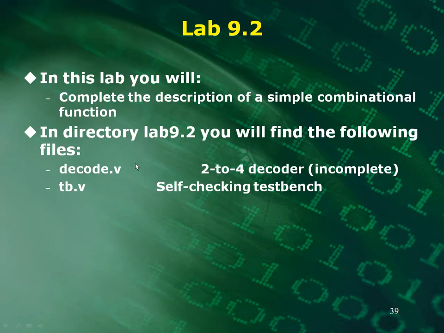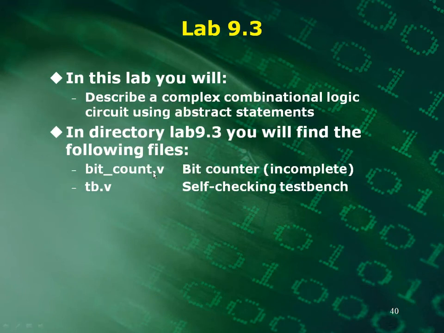So in Lab 9.2, you're going to complete the description of a simple combinational function, and these are the files you're going to find in the lab directory, but you'll have lab instructions for this. And in Lab 9.3, you're going to describe a complex combinational logic circuit using abstract statements. And then you're going to have a couple files for that.